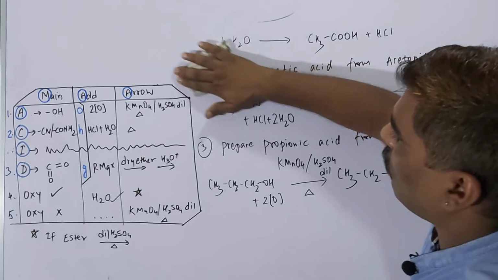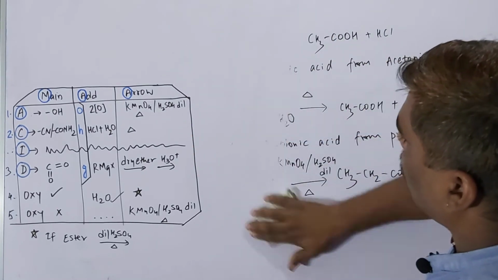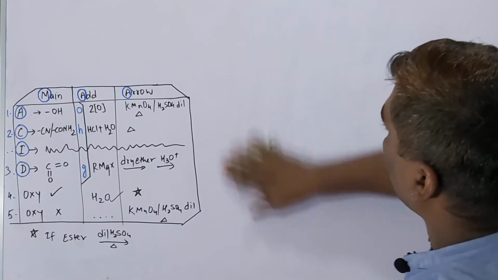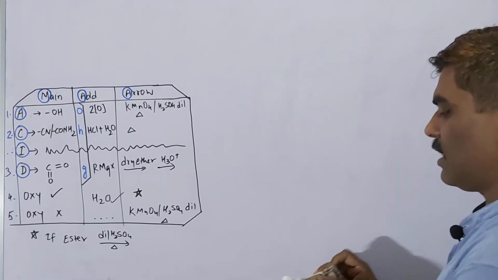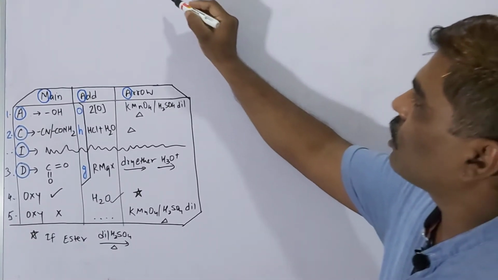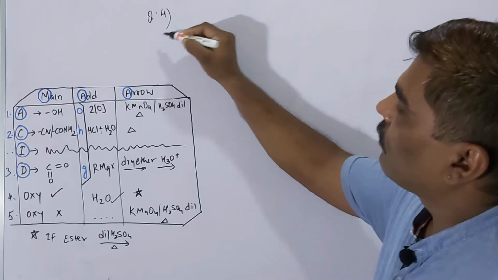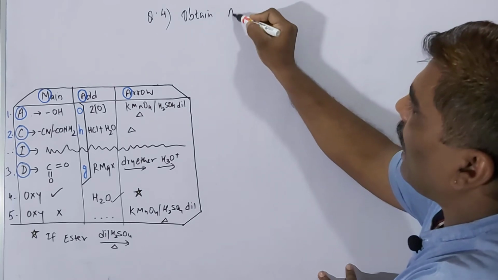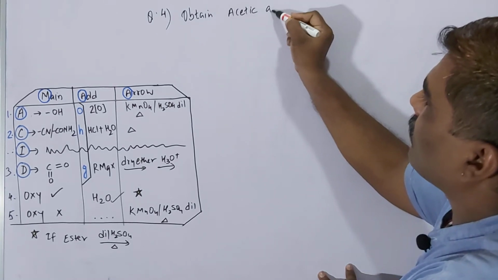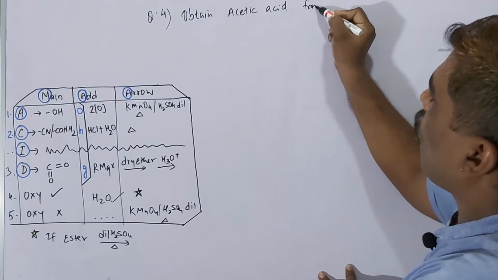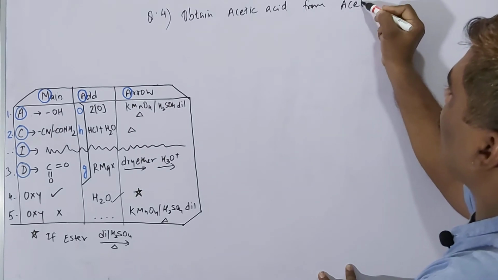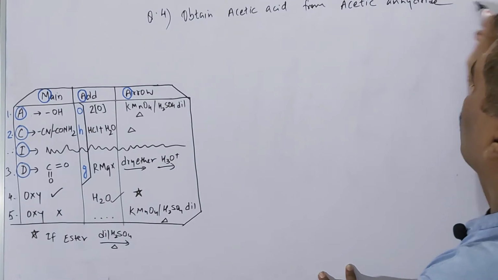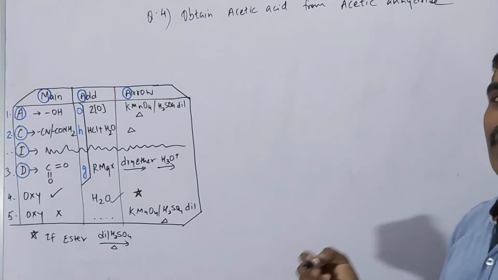Say, for example, this time I have question number 4, which is: obtain acetic acid from acetic anhydride. We are done with the question.